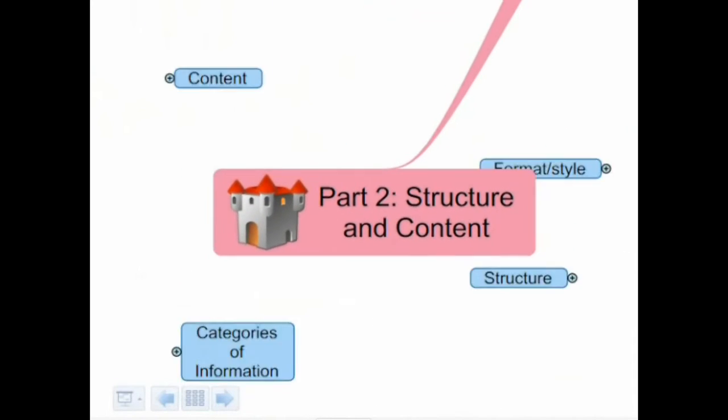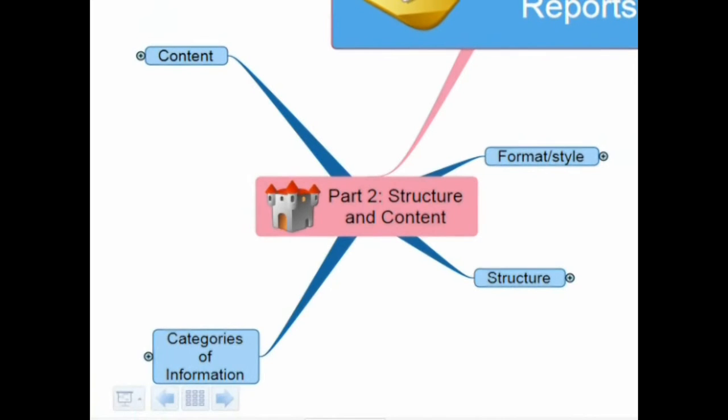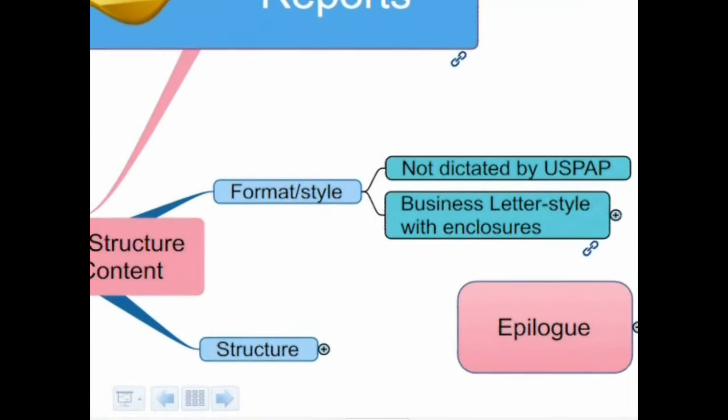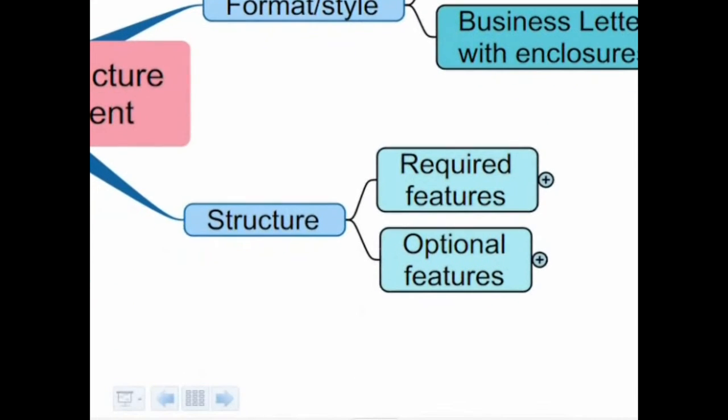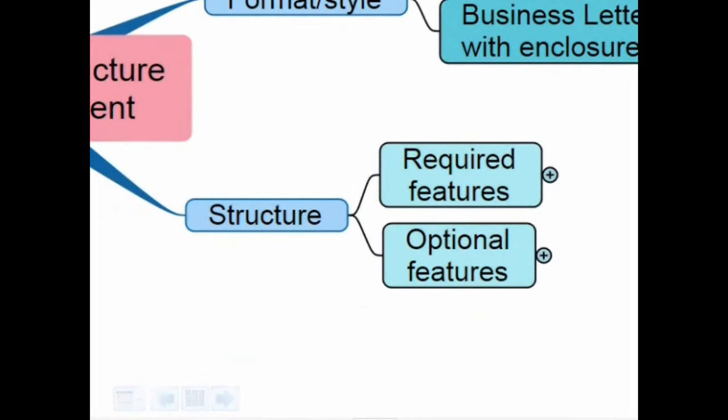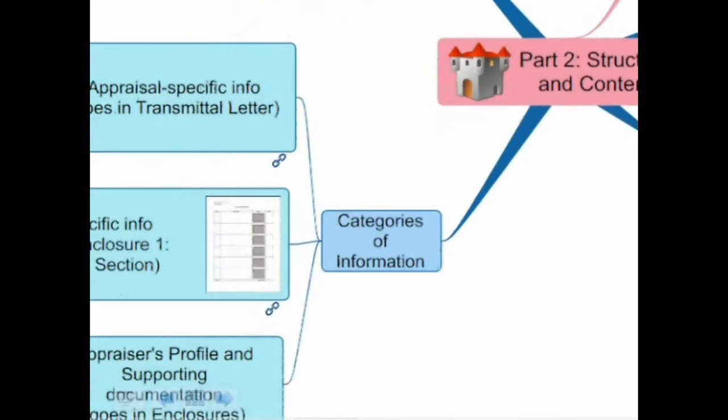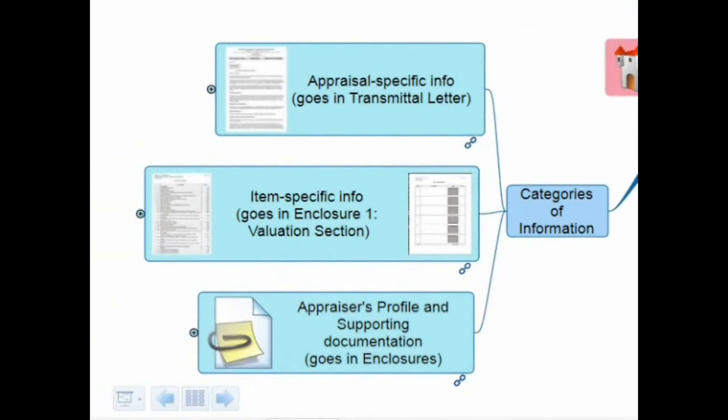Part 2 addresses the structure, style, and content of the report. While USPAP does not dictate any particular style, format, or layout, most appraisers make use of the business letter style with enclosures. Required as well as optional content will also be discussed. And we'll discuss the categories of the required information and whether such information should be put into the transmittal letter or into enclosures, such as is done with the valuation section.